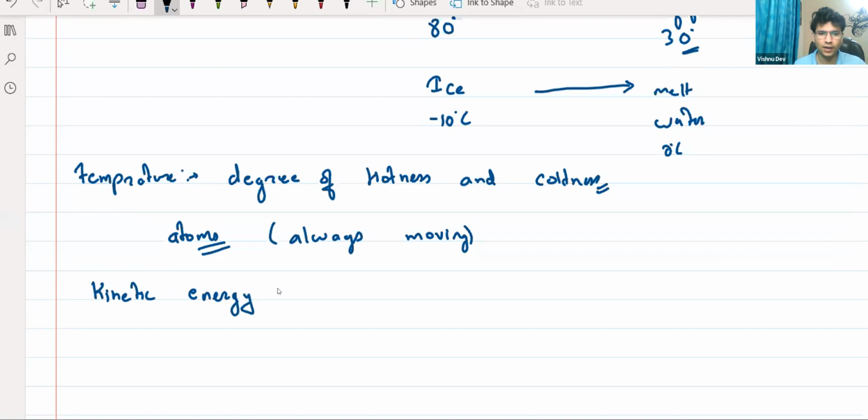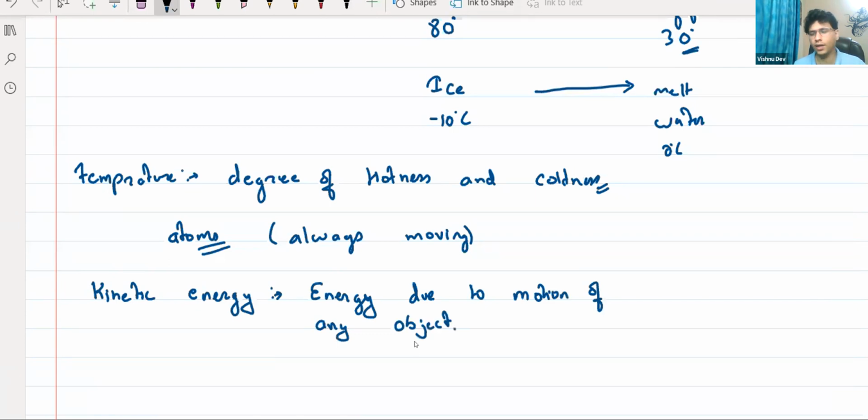Okay. So kinetic energy is basically the energy due to the motion of any object. Motion of any object. Everyone is getting this concept, yes or no? Yes, sir.